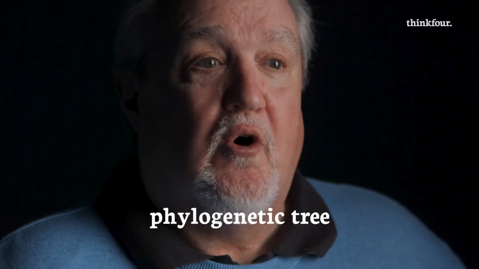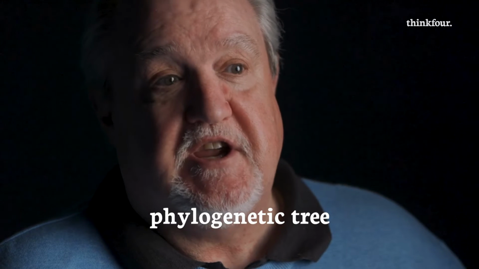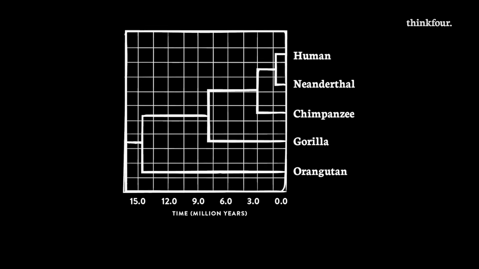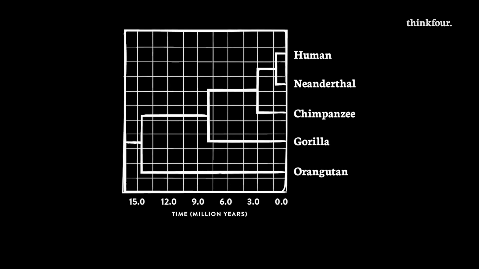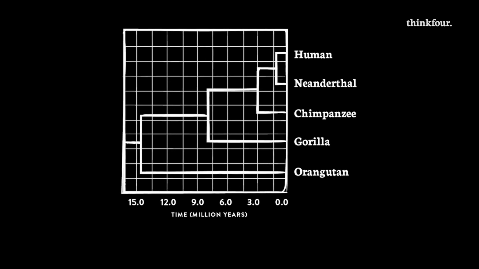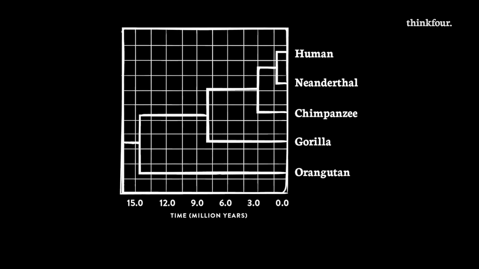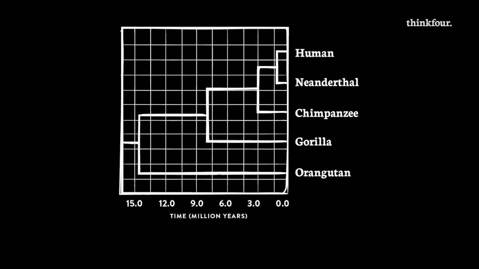You can then use all this to draw a phylogenetic tree, as shown here, showing the evolutionary relatedness between 5 species: human, Neanderthals, chimpanzees, gorillas, and orangutans. The branches on the tree indicate the time the species last shared a common ancestor. In other words, when they diverged from one another. You just read the estimated time from the scale.